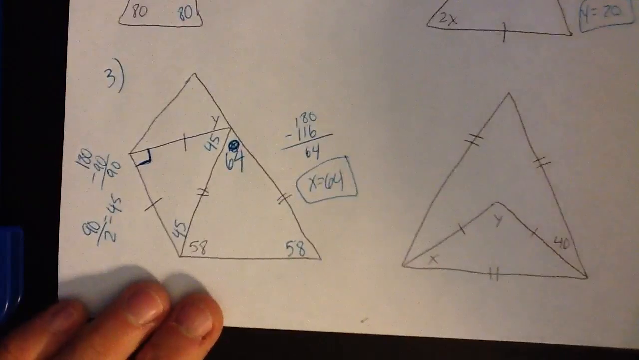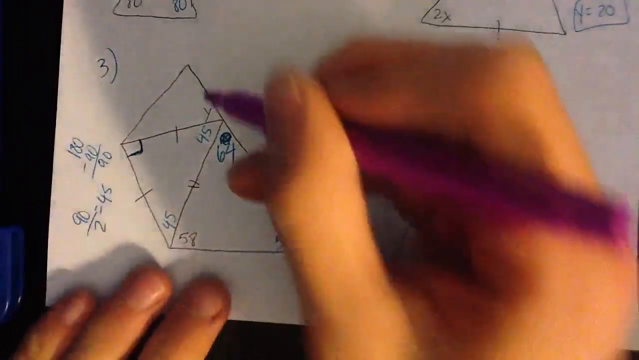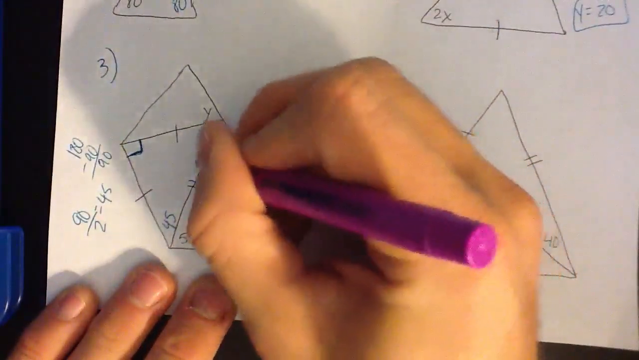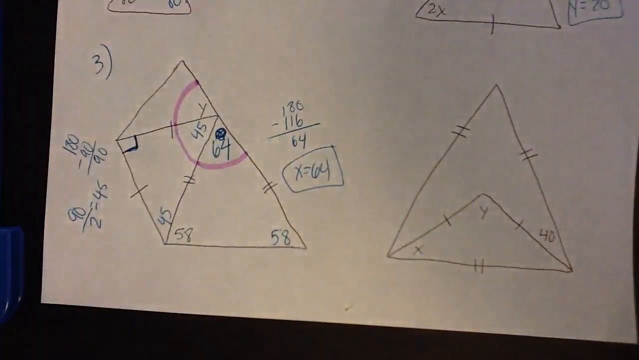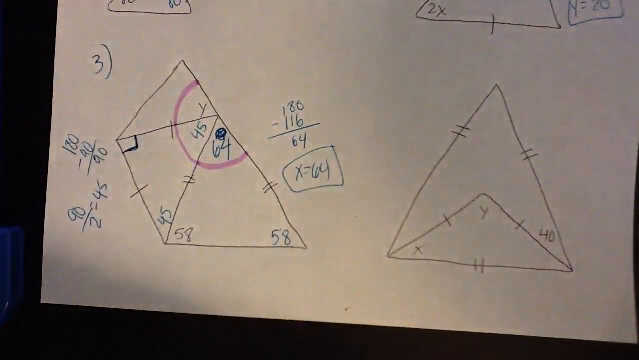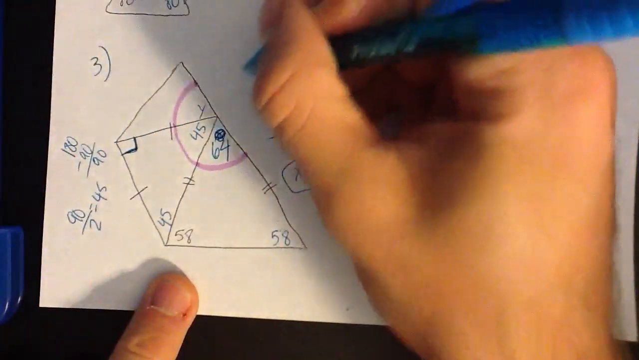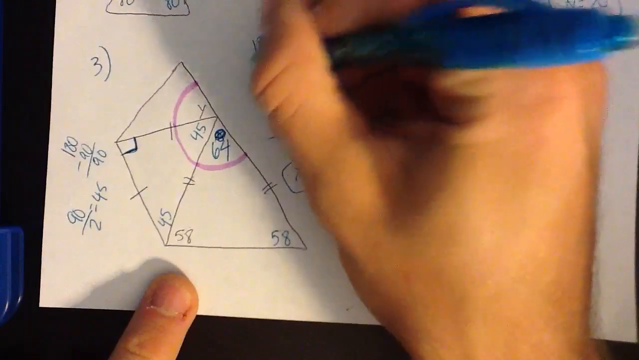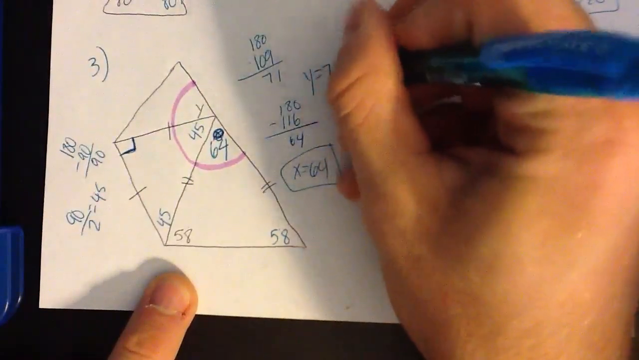Okay, and then lastly, this is an idea that we've been using over and over again since the beginning of the year, and that's noticing here we have a straight line. So this angle and that angle all together make 180 degrees. And so add these two together, you get 109, and I'm going to subtract that from 180 and figure out that y has to be 71.